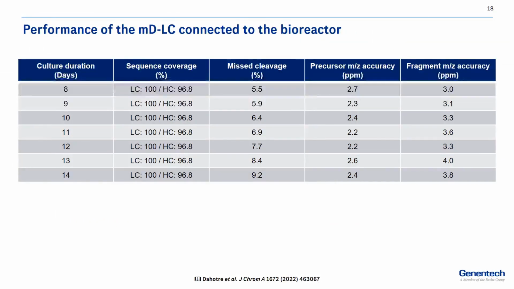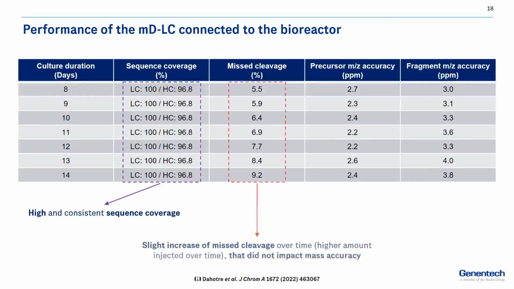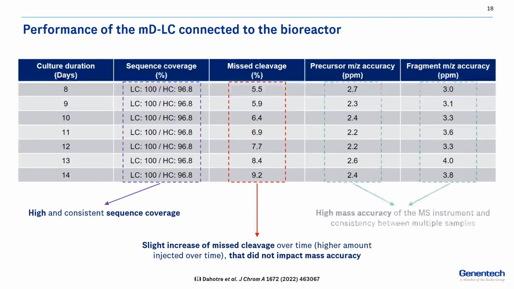The performances of the multidimensional LC connected to the bioreactor were evaluated on multiple criteria and on multiple samples coming from different days of culture duration. A high and consistent sequence coverage was obtained. However, a slight increase of miscleavage over time was observed, but that slight increase did not impact the mass accuracy. Indeed, a high mass accuracy of the MS instrument and consistency between multiple samples were obtained.